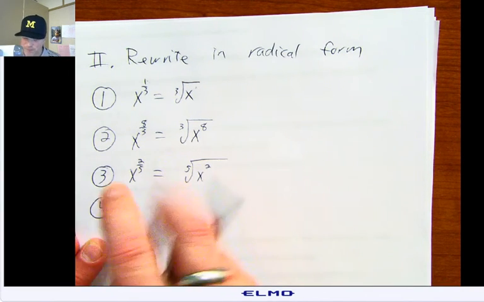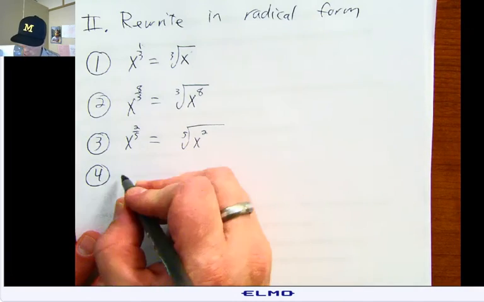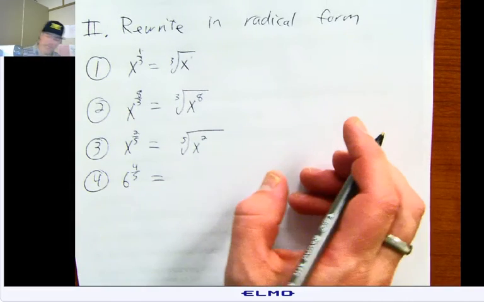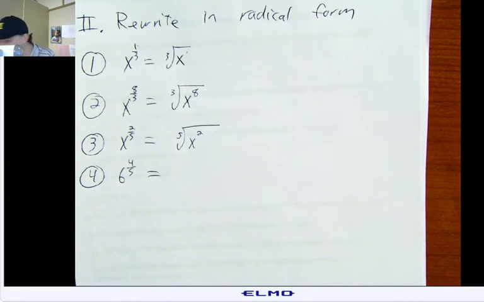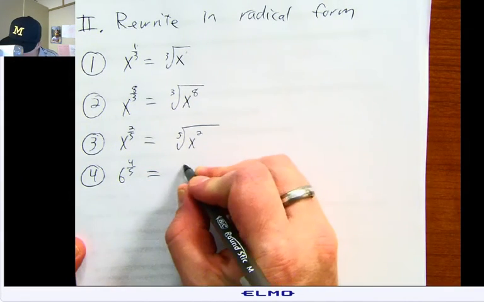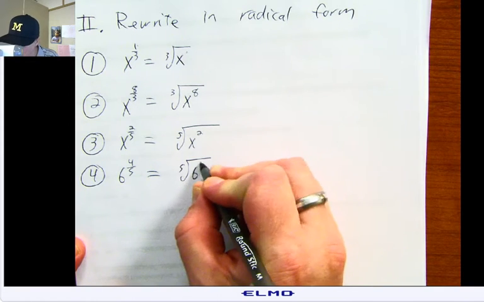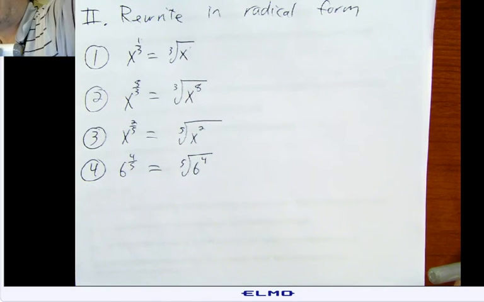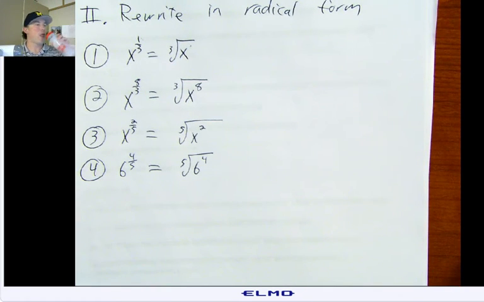This happens with variables, but it could be numbers too. Let's say it was 6 to the 4/5. Excuse me, let me get some water. But the denominator tells you the root, so it's the 5th root of 6 to the 4, and I would leave that problem just like that. That's Elliot reaching for some water.